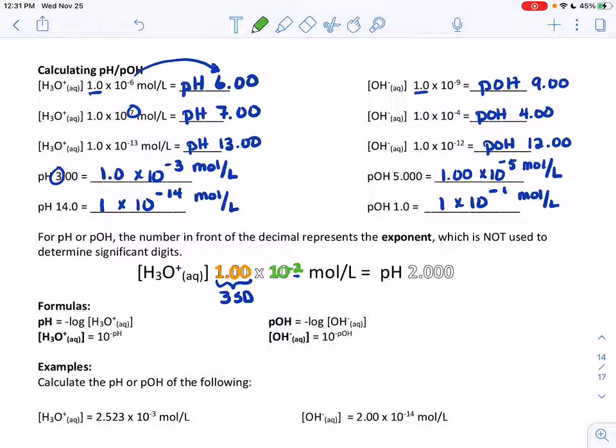However, when I'm calculating my pH, remember that my exponent is the number in front of the decimal. Now, that doesn't count for significant digits, right? And on the pH, it doesn't count either. So this number here, to write it with the same number of significant digits as my concentration, I need to have 3 numbers after the decimal. So this number here now has 3 significant digits.